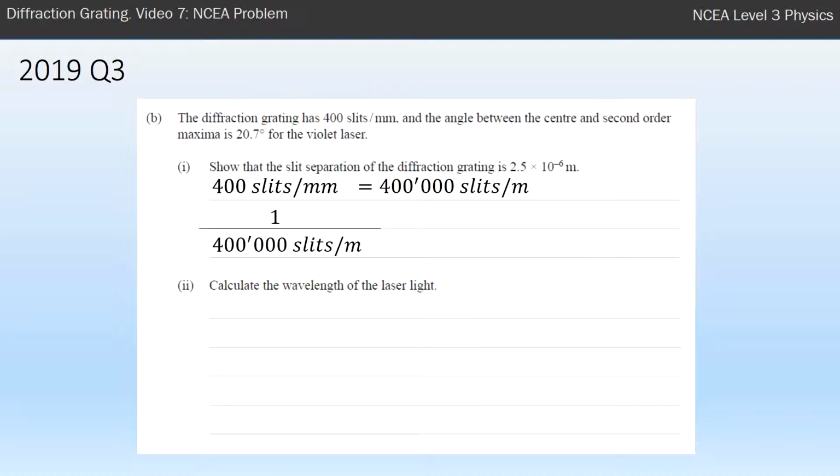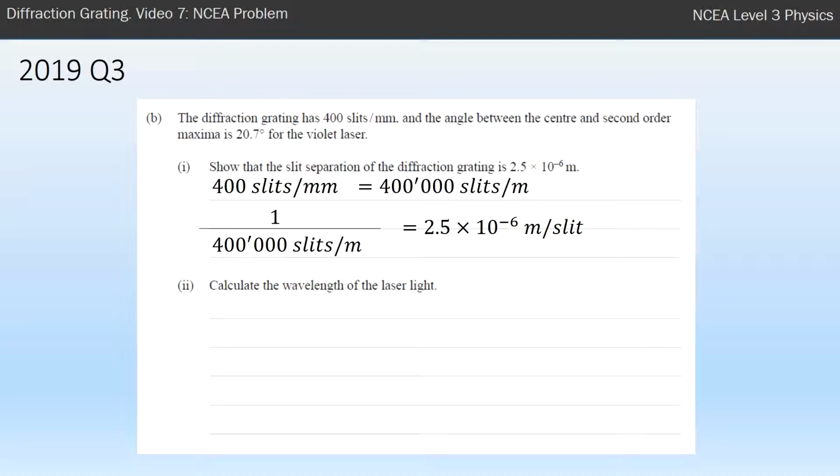Now I'm going to go 1 divided by that number. The reason I do 1 divided by that number, look carefully at the units. 400,000 slits per meter, but when I divide by that, it flips the units around. So I get the 2.5 by 10 to the minus 6 like they want, but look what's happened to the units. Now I've got meters per slit. I've gone from slits per meter to meters per slit. That's why I knew to divide it, because I wanted to flip those units around. Each slit is 2.5 by 10 to the minus 6 meters.